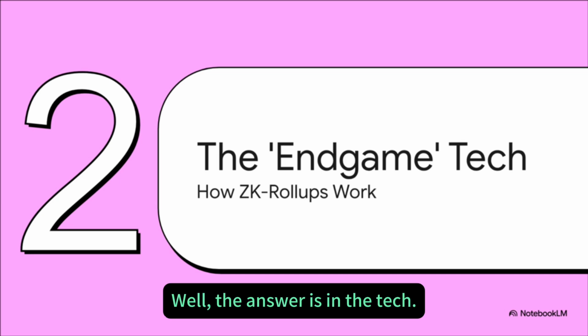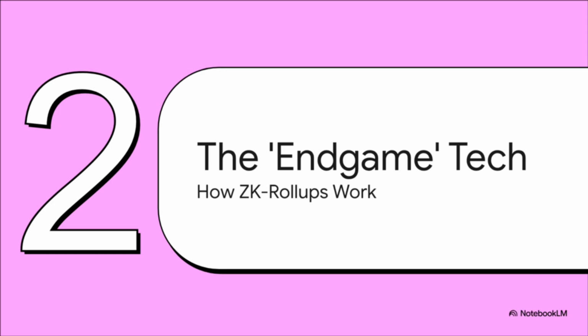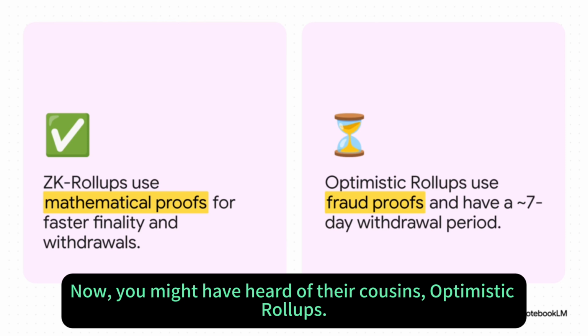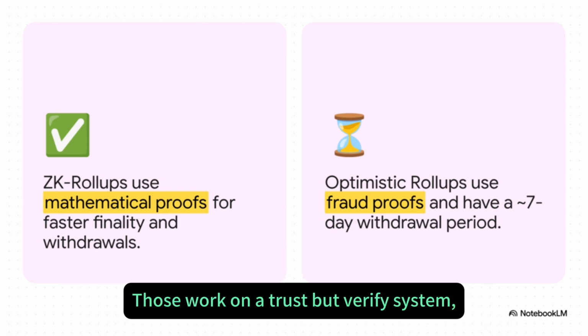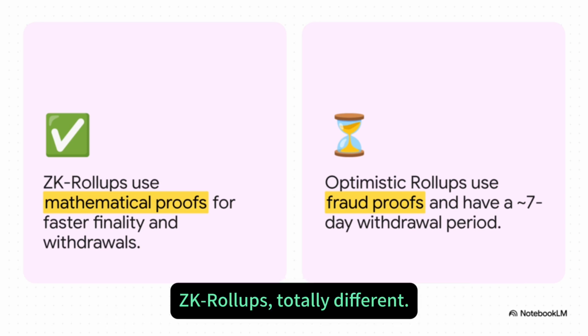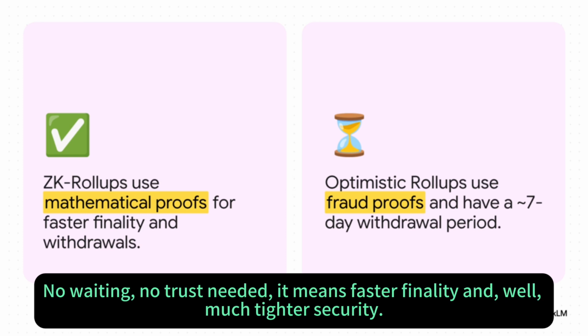Well, the answer is in the tech. It's a specific kind of cryptography that they believe is the absolute endgame for scaling Ethereum. They're using something called ZK-Rollups. Now, you might have heard of their cousins, optimistic rollups. Those work on a trust but verify system, which is why you get that annoying 7-day wait for withdrawals. ZK-Rollups? Totally different. They use pure math to generate a proof that every single transaction is legit. No waiting, no trust needed. It means faster finality and, well, much tighter security.